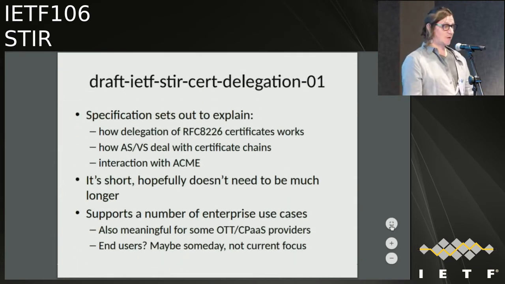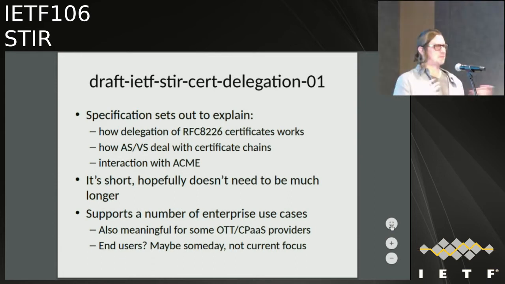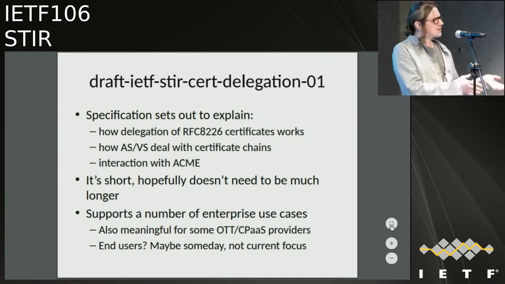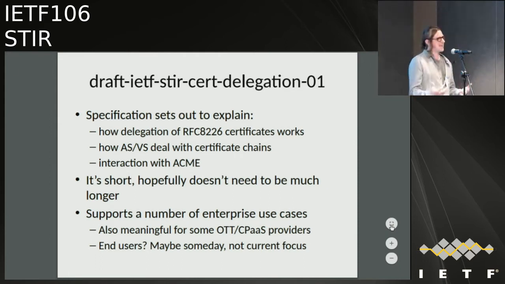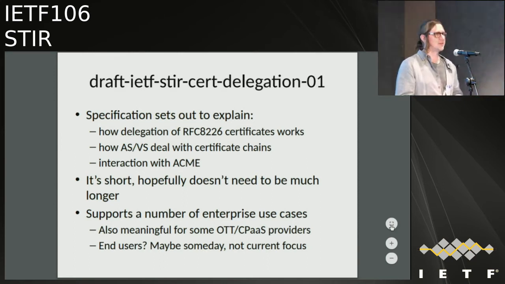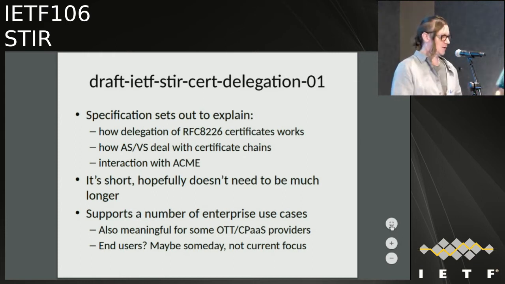So what is this? This is a working group item on certificate delegation, and it sets out to explain exactly how delegation works. There's some language in 8226 that says you can create delegations and have child certs off of parent certs that inherit some of the permissions the parent certs possessed, but it didn't really spell out the mechanics of what that meant for an AS and VS dealing with certificates like that. So this is really just trying to explain something we hinted at in 8226, but didn't actually explain. We also wanted to talk a bit about how it interacted with ACME, since we're doing a lot of ACME stuff in general around STIR. It's not a long draft. You can probably read it by the time this talk is done if you haven't read it before.